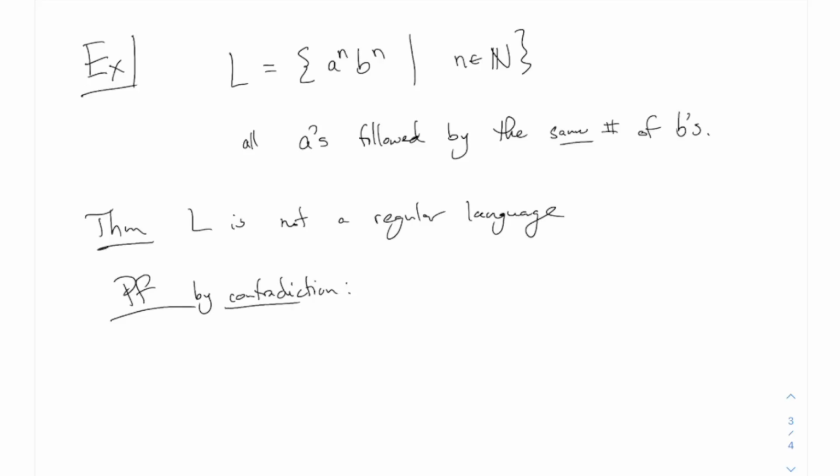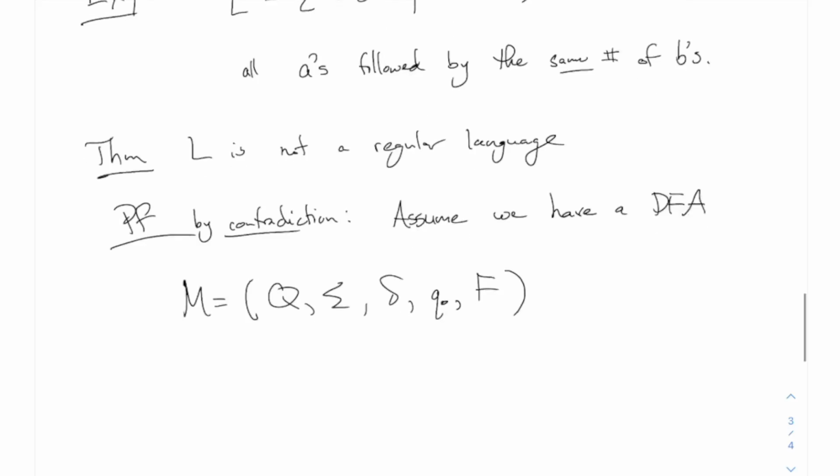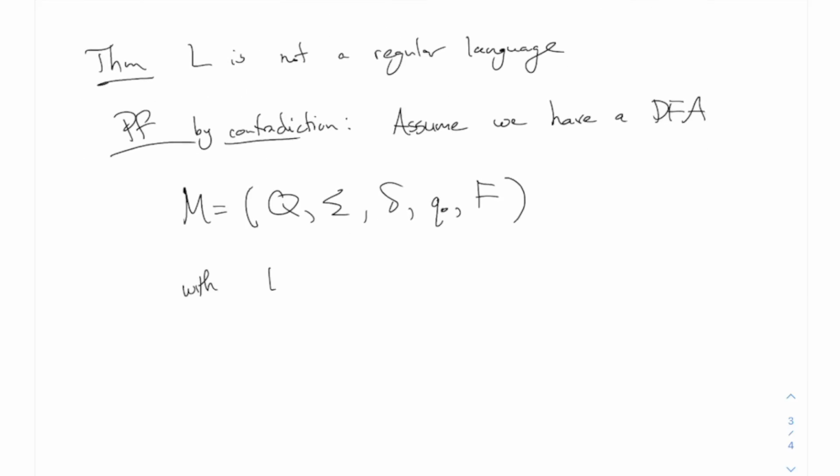For the sake of a contradiction, I'm going to assume that it is a regular language. Assume we have a DFA. And I'm going to name the parts of it, although we're not going to get too fancy with the formalism here, just so that I can talk about the ingredients of the DFA. Let's assume we have a DFA M with the language of M being L = {a^n b^n}, all right? And somehow we need to derive a contradiction from that, all right?